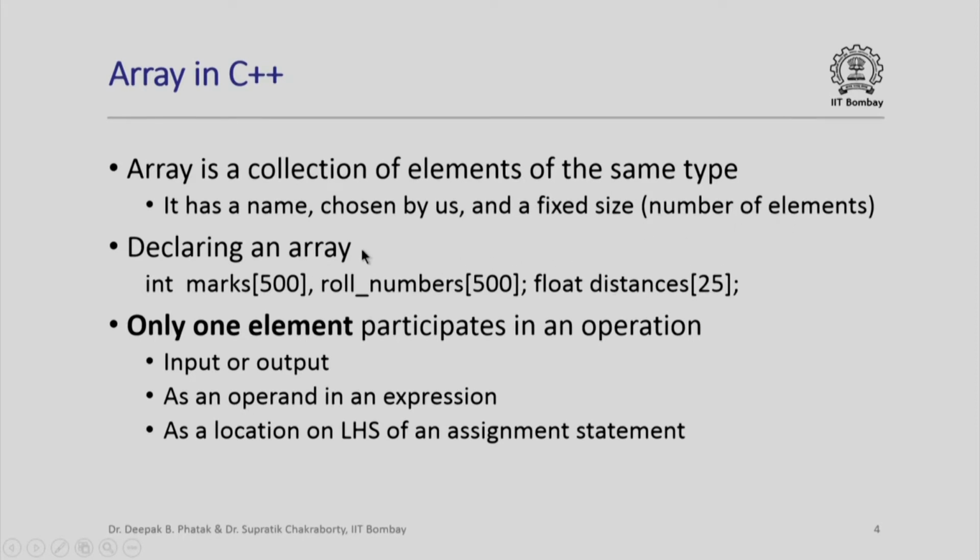To declare an array, we use our standard declaration. int marks[500] means marks is no more a simple variable, but it is an array of size 500. roll_numbers[500] denotes another array called roll numbers, which has 500 elements. float distances[25] declares a third array, distances, with 25 elements, but each of these 25 elements will hold a value of type float.